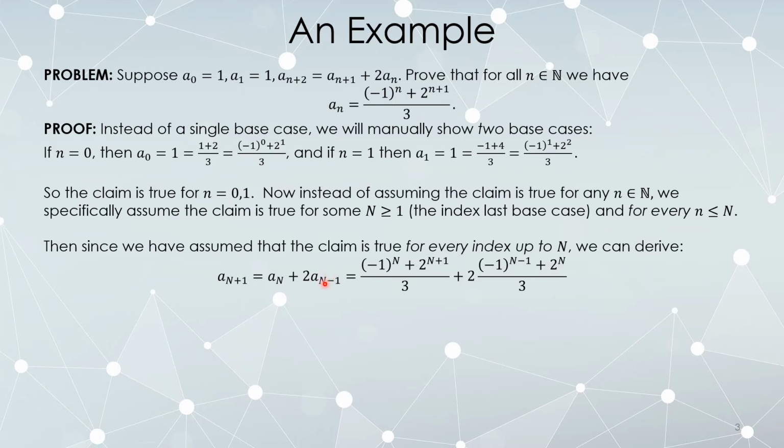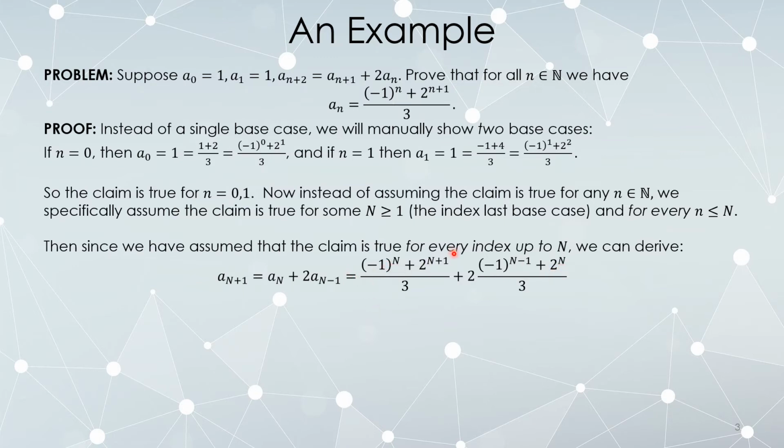Now we assumed our desired formula holds for every index up to N, meaning it doesn't just hold for a sub N matching the desired formula, but it also holds for the previous index, a sub N minus 1. Comparing our desired formula, we get a sub N minus 1 equals (negative 1) to the N minus 1 plus 2 to the N, over 3. Replacing these N's with N minus 1s just means this index is the same as that, and this is 1 larger. So for index N minus 1, we would want negative 1 to the same index, N minus 1, and 2 to 1 larger, which would just be N.